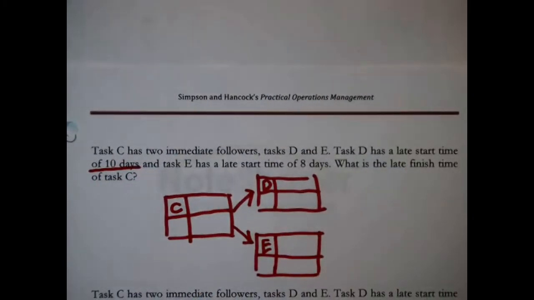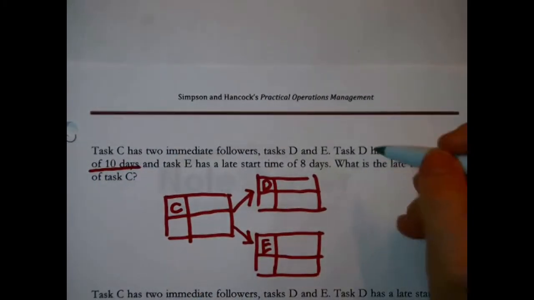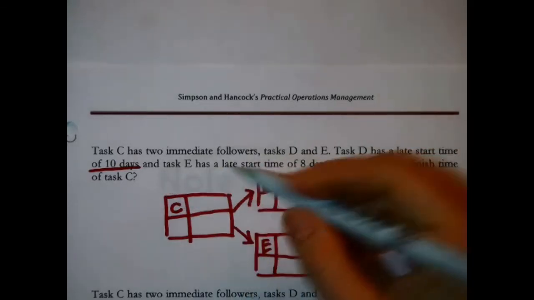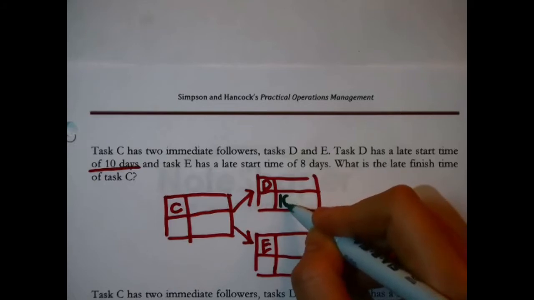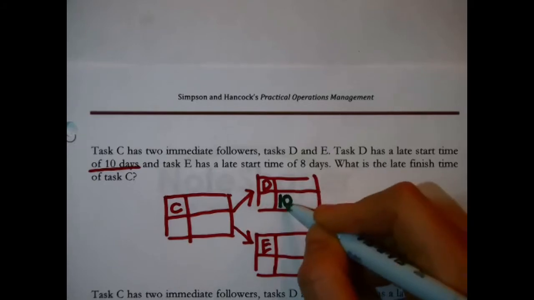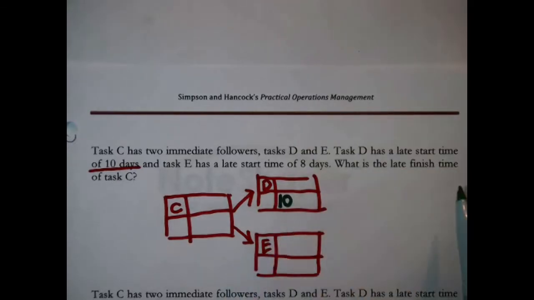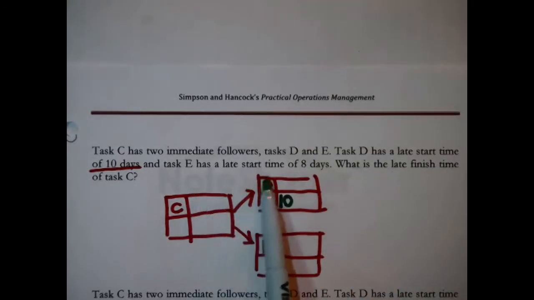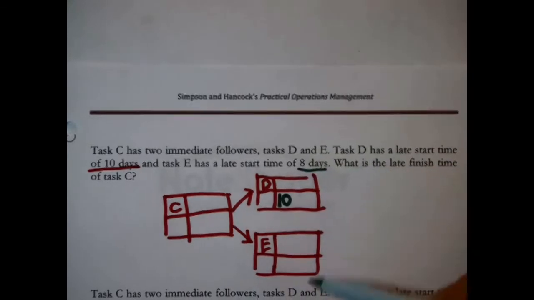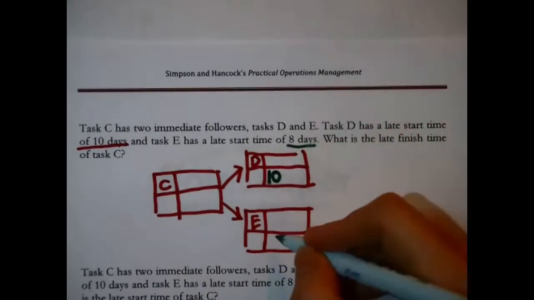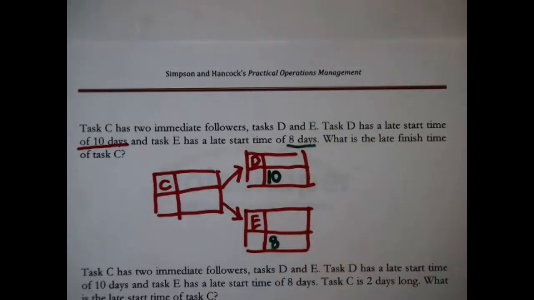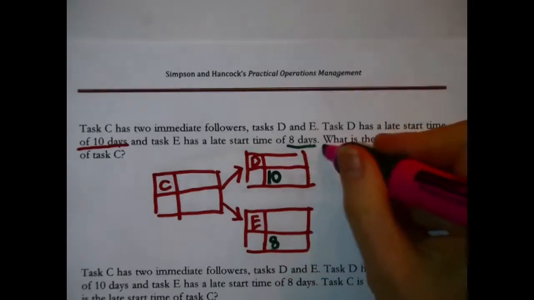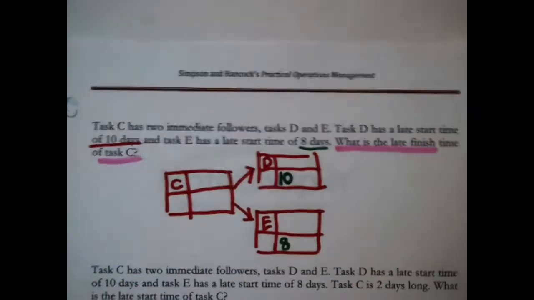See, now that we have this framework, we have somewhere to store this information. Task D has a late start time of 10. That belongs right here, in our table, the lower row for late start, late finish. 10, it's a start. And then task E has a late start time of 8. That belongs right there. Now, finally, what's the question? What is the late finish time of C?